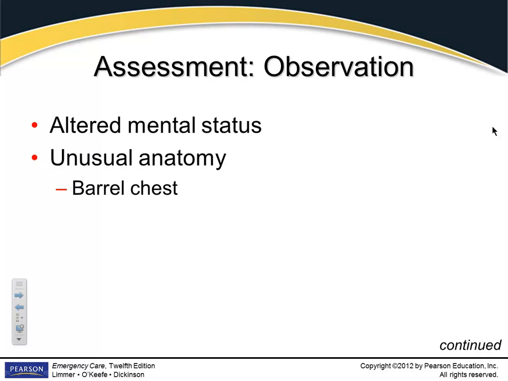You may notice some unusual anatomy. If you have a patient that has chronic disease like COPD, they may be what we call barrel-chested, where over the course of time, as they've had this COPD, if they've had respiratory distress, their chest actually enlarges because they're trapping air in the lungs. They gradually get this barrel look about their chest because over time they trap air in there. So you may notice that about them, and then you're going to suspect that they have a chronic condition.